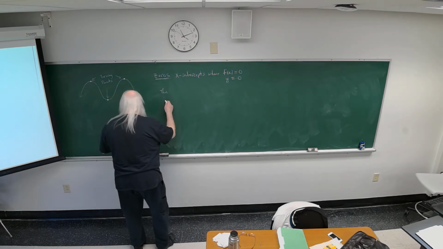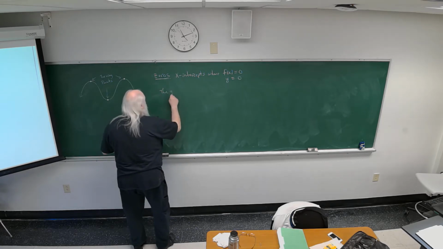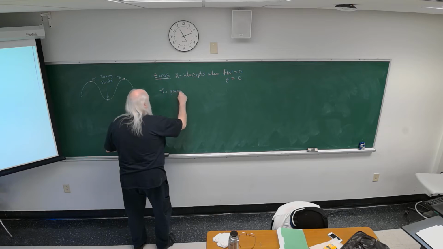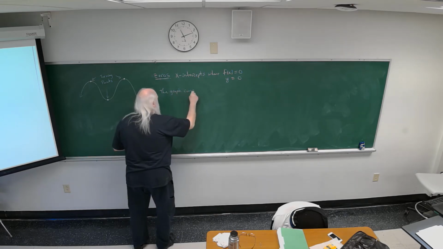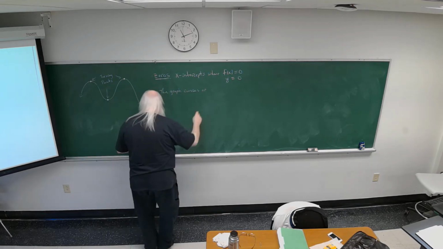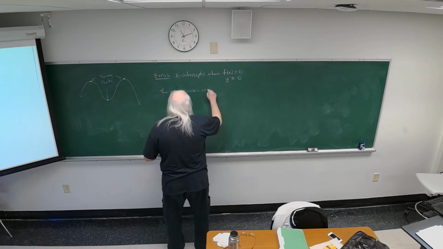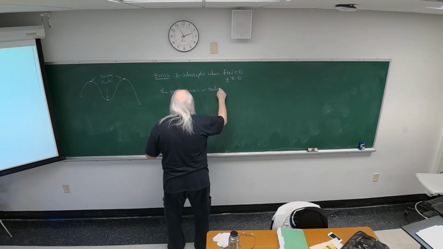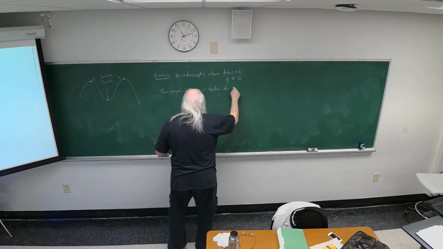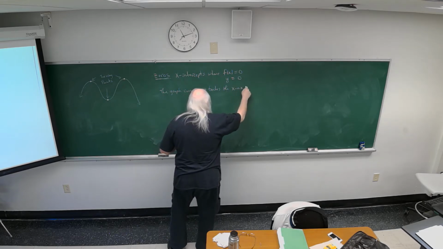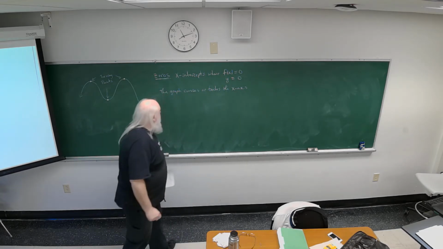So at the zeros, the graph crosses or touches the x-axis. That's the definition of an x-intercept.